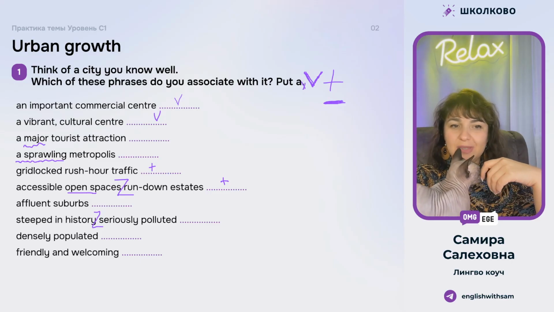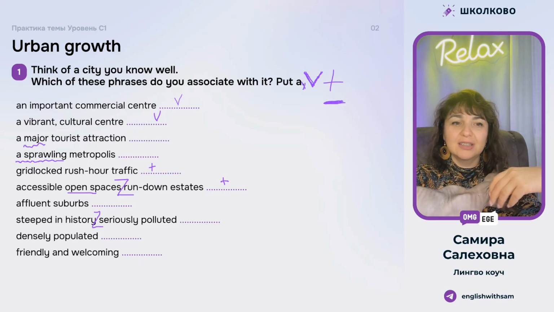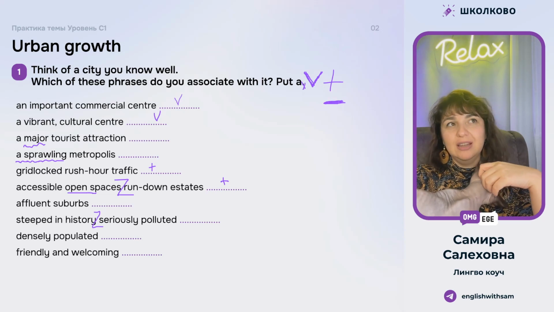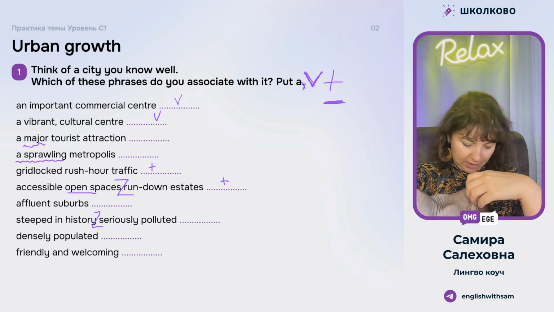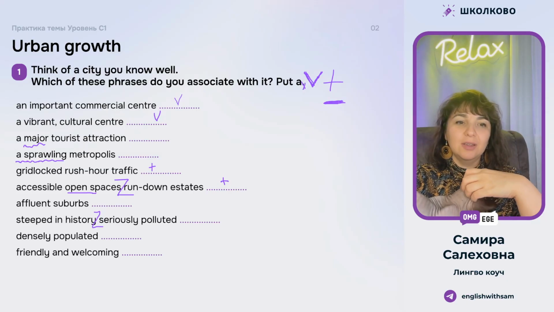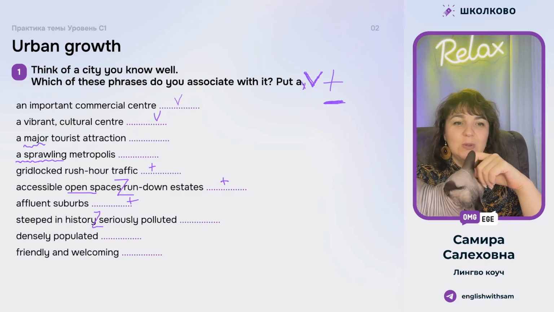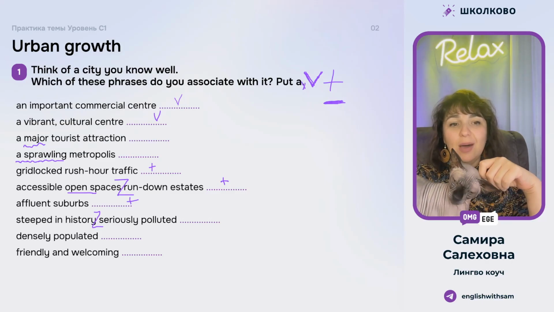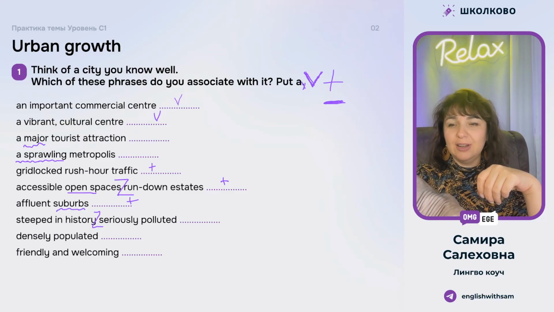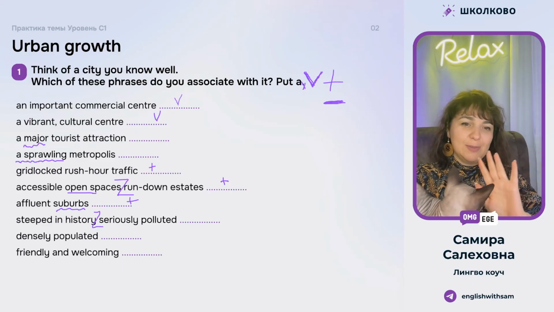Affluent suburbs. Affluent, такие процветающие, да, дорогие, шикарные. Okay, so it's affluent. Yeah, we have these places too. Actually, it is suburbs, пригород, right? Yeah, so it is a plus.